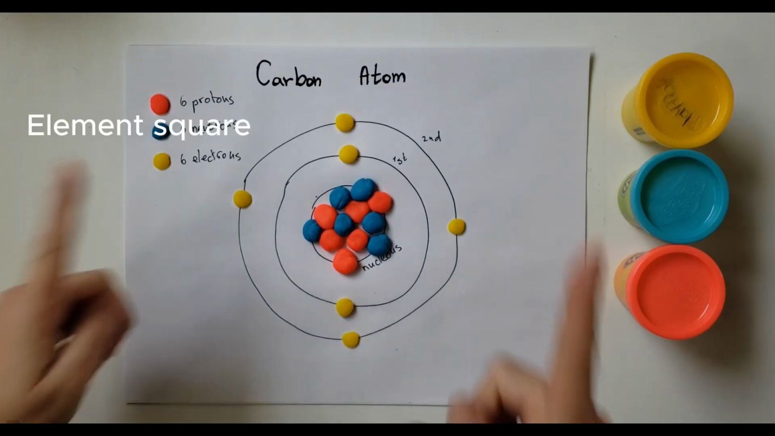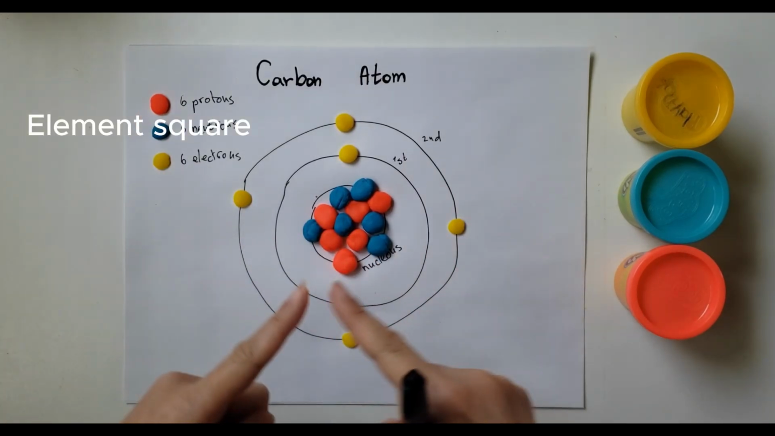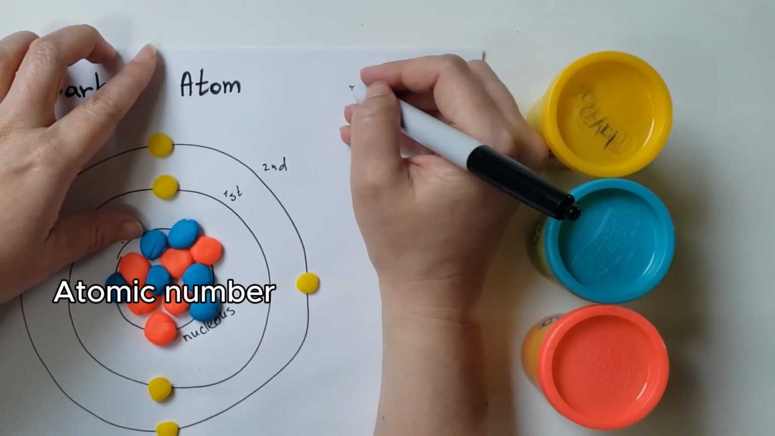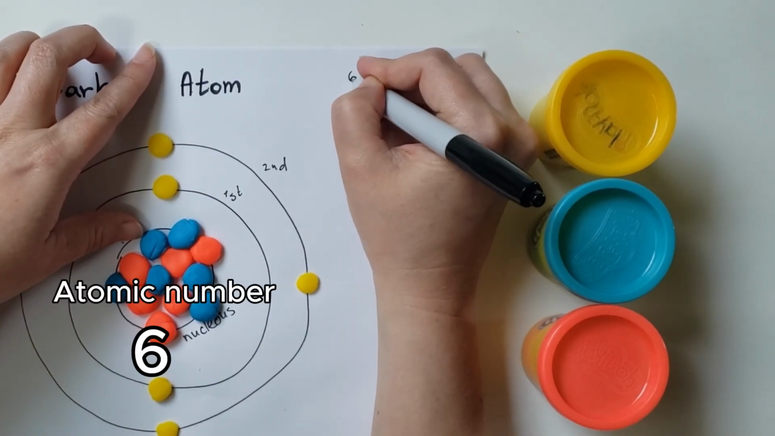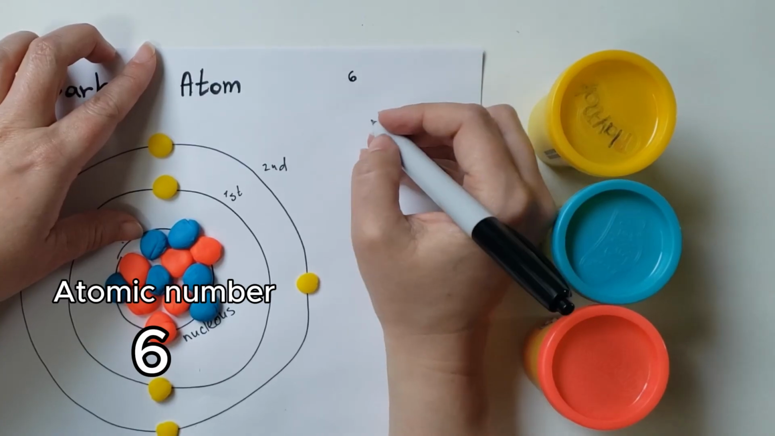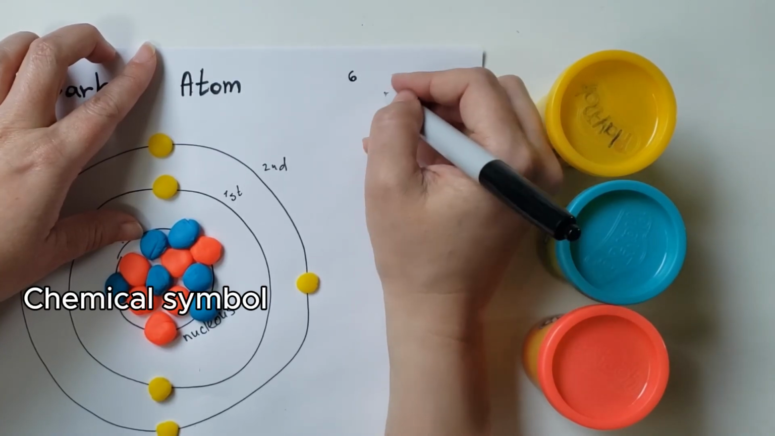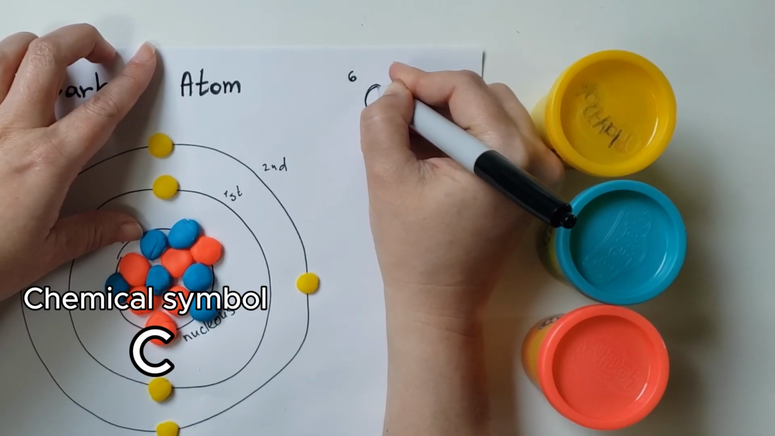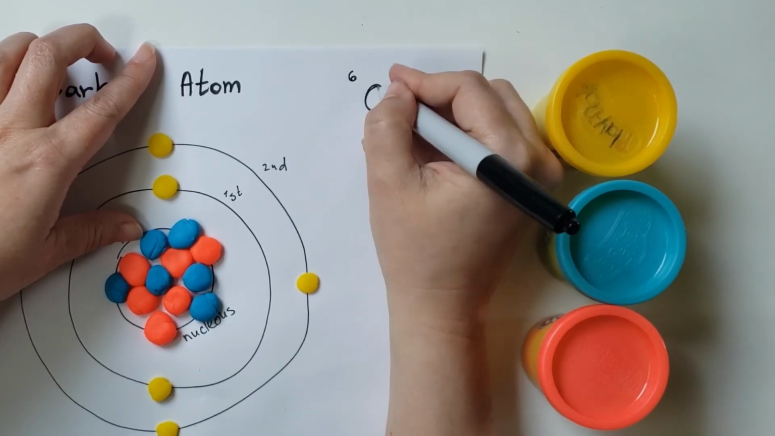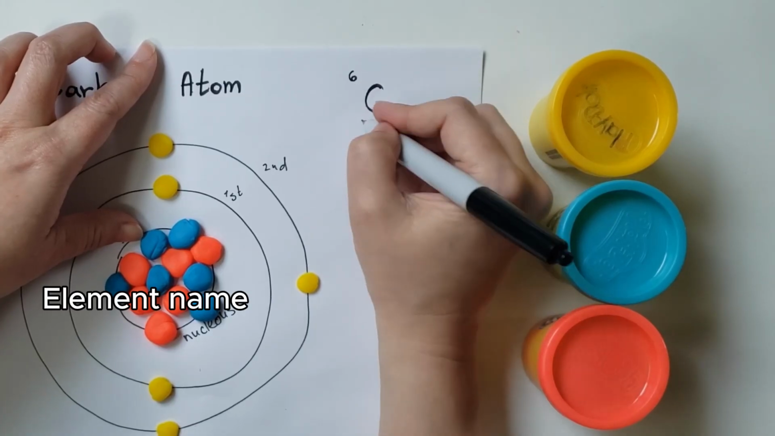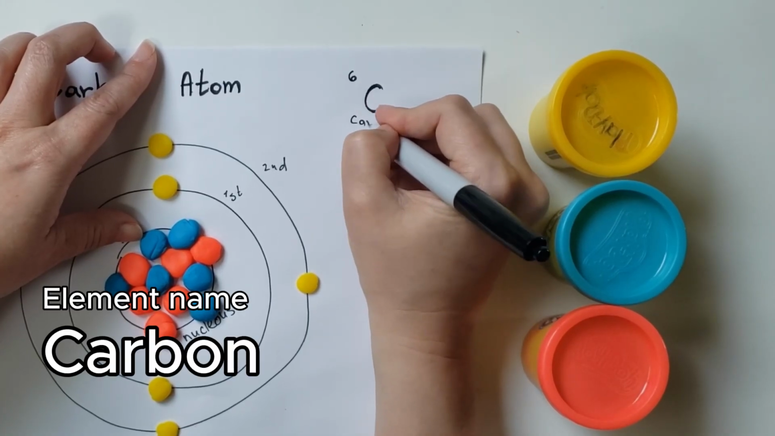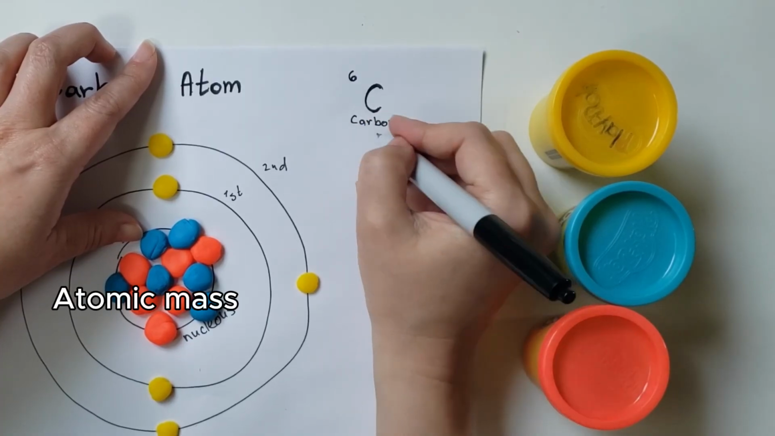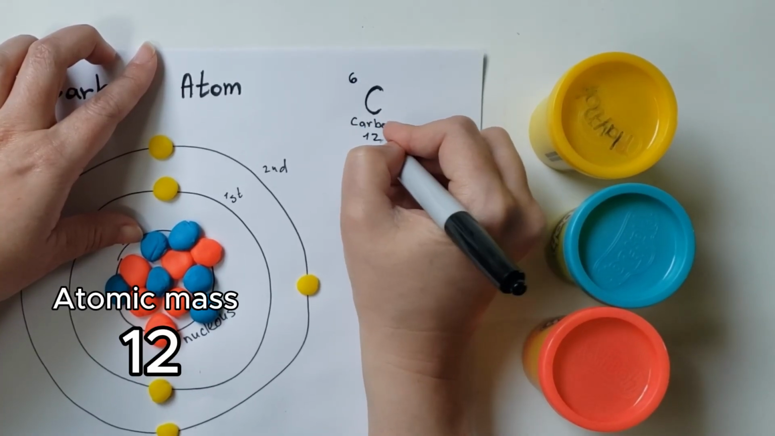Let's add an element square on the top right here. Let's add the atomic number 6. Let's add the chemical symbol, capital C. Let's add the element name, carbon. Let's add atomic mass, 12.